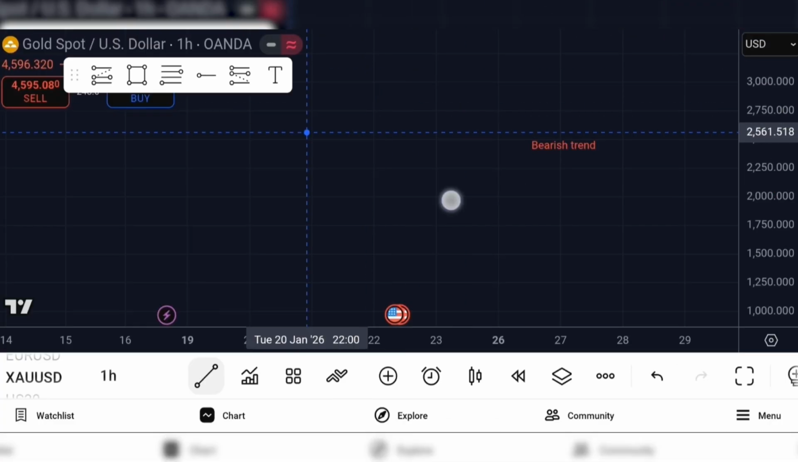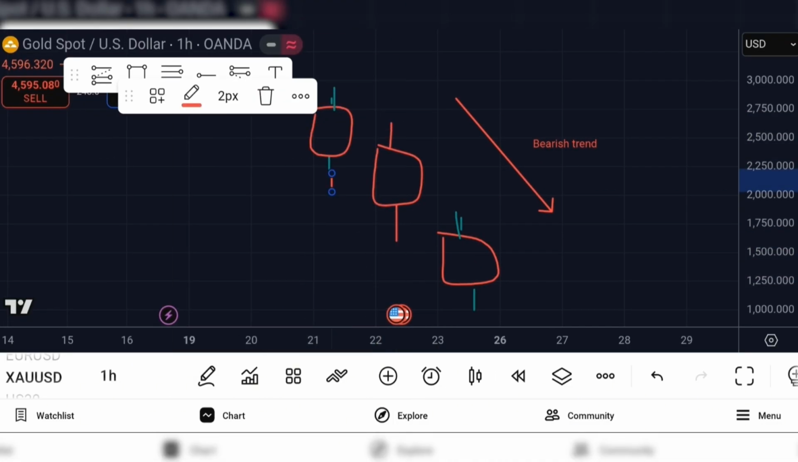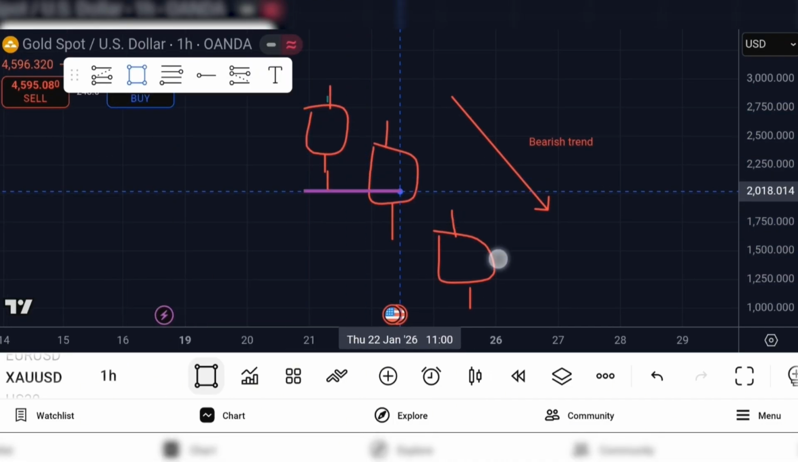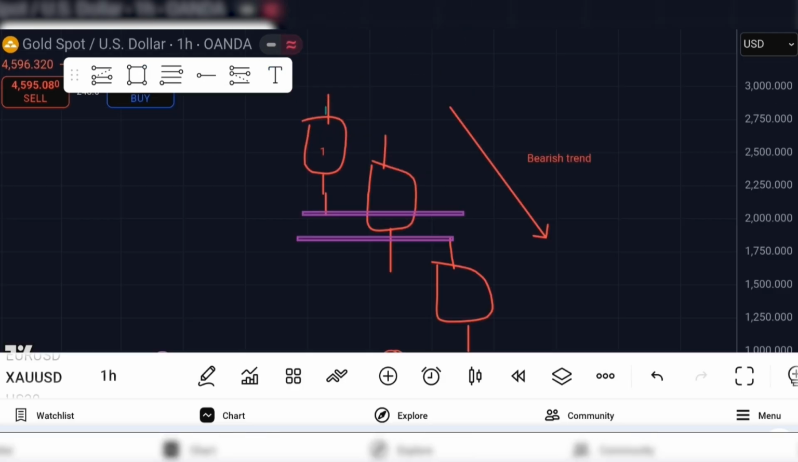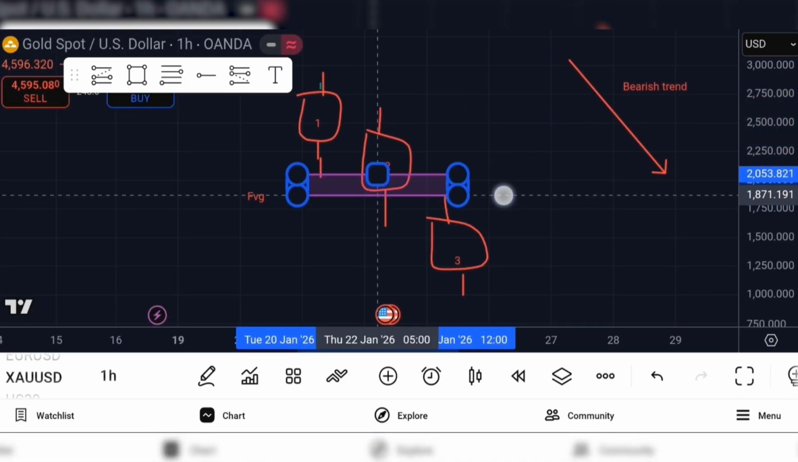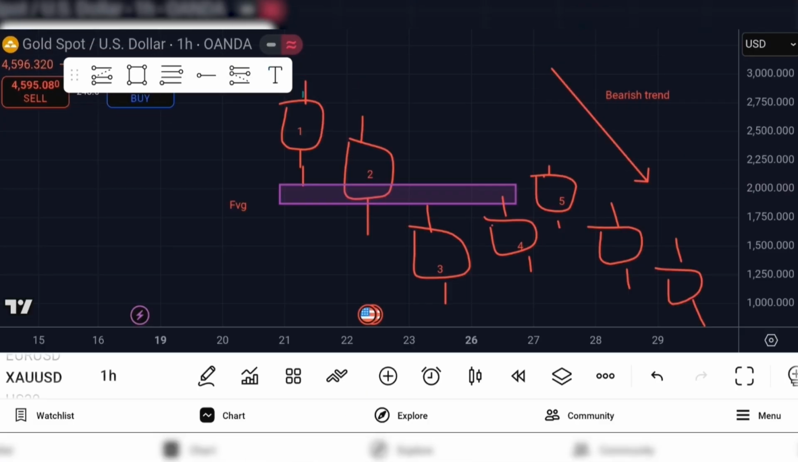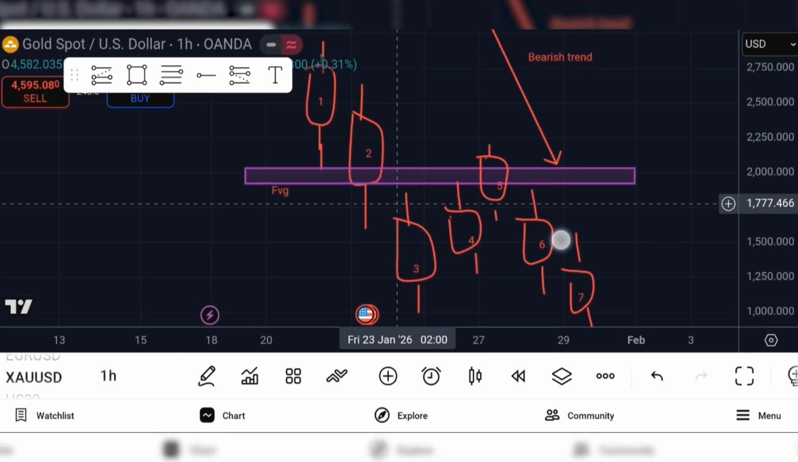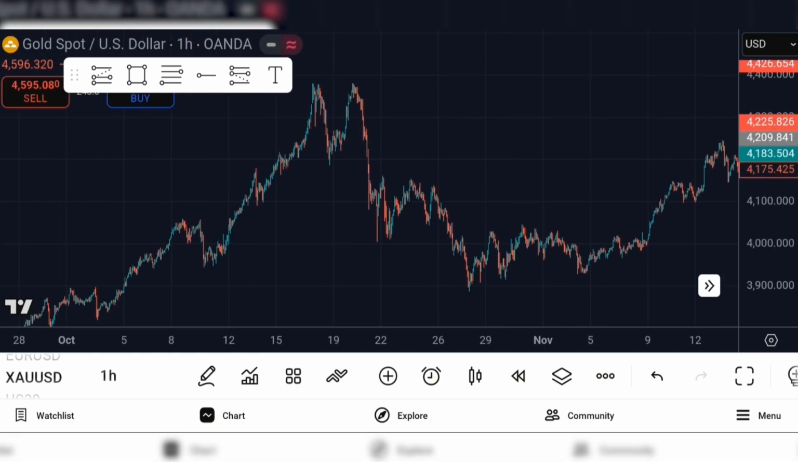Now I'm going to draw an example of a bearish fair value gap. So it's the same exact three candles going down. So you're going to draw the line from the first candle to the third candle. And as long as the wicks don't touch, that's a fair value gap. Now you're going to be patient and wait for the candles to go and touch that fair value gap to continue down.